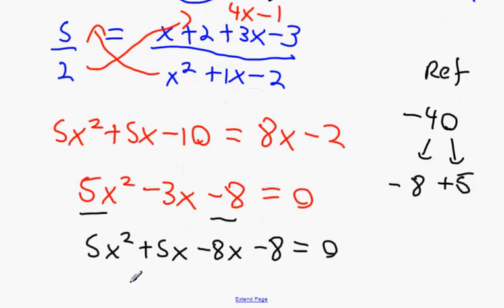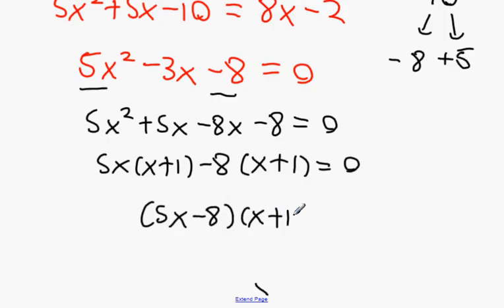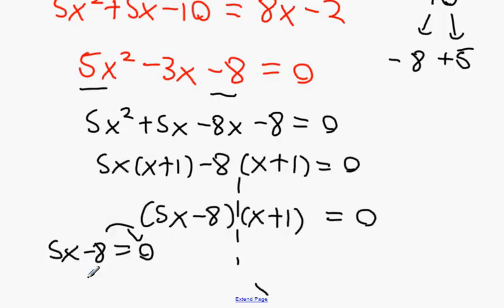Factorize them. 5x into x plus 1. Second bracket automatically the same. What goes in here? Minus 8. Finally, 5x minus 8, bracket x plus 1 equals 0. Split them up in half. 5x minus 8 equals 0. Bring it over to your side.